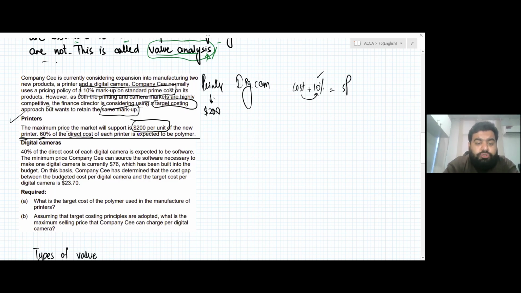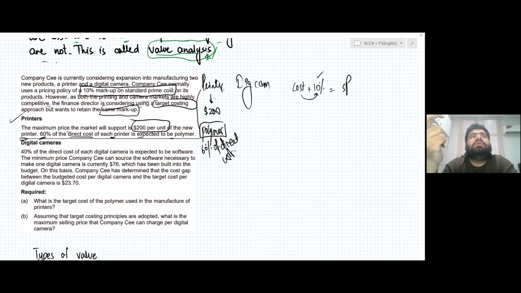60% of the direct cost of each printer is expected to be polymer. Actually, the printer has one material known as polymer, and they are saying that it's 60% of the direct cost of the printer. 60% of the cost of making the printer is the polymer cost. For example, 200 is the selling price in the market, but for example the cost is 180 or 170. Out of that complete cost, I'm just giving an example, 60% is polymer, right? Okay.